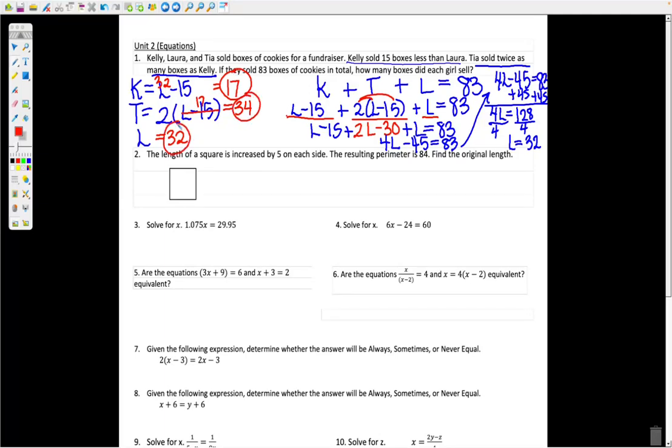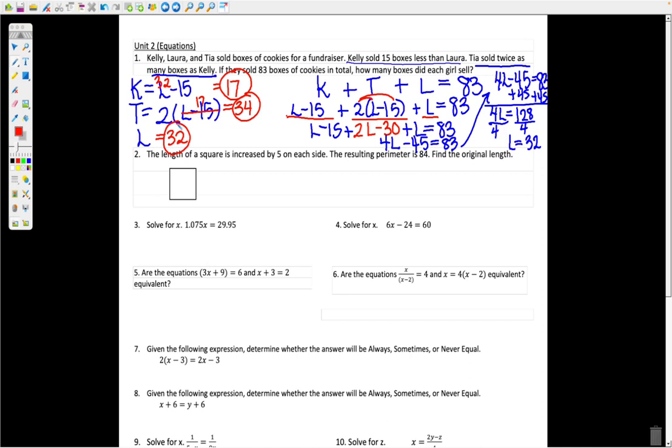I know you don't have a square on your paper, but for number 2, I drew a square because I like to get visuals. If you have a square, all the sides are the same, right? The length of a square is increased by 5 on one side. The resulting perimeter is 84. Perimeter means you added all the sides up.